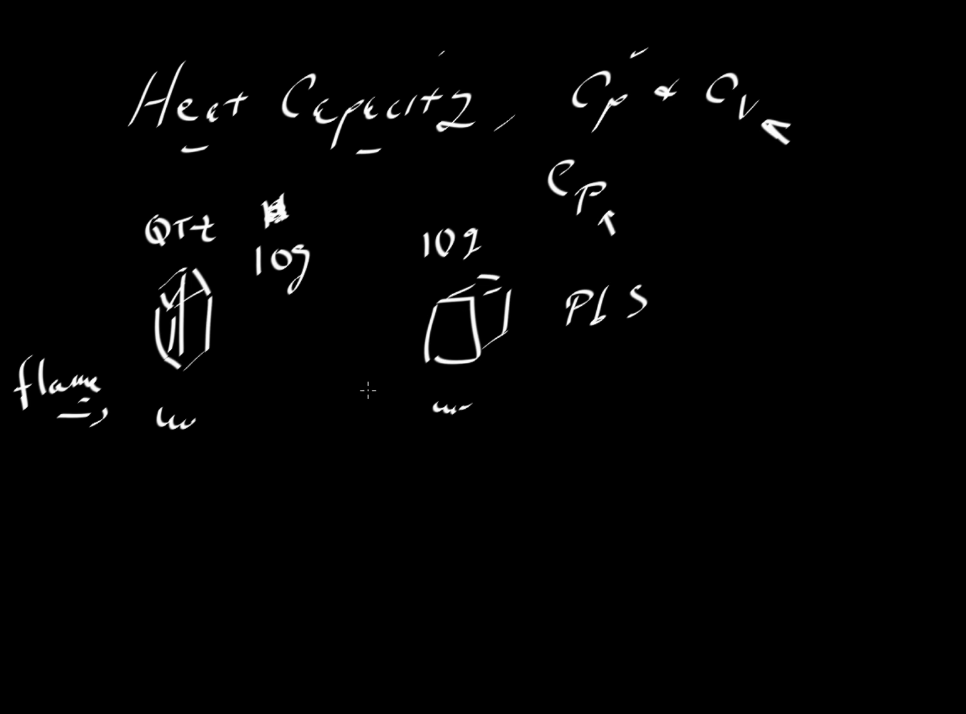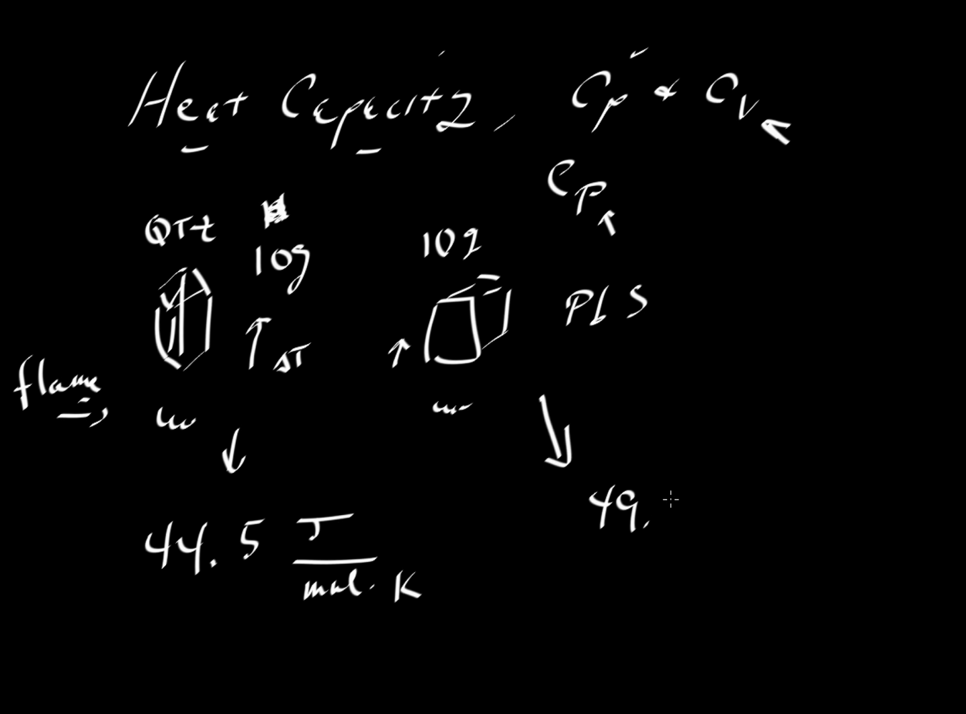And we set the flame so that it's putting out the same amount of power to both of these materials, the quartz and the galena. Well, if we let them sit for the same amount of time, they will not heat up the same amount. The quartz will actually see a greater temperature increase than will the galena. And the reason why is that quartz has a lower heat capacity. So if we look at the heat capacity for quartz, it's about 44.5 joules per mole Kelvin, and then for galena, it's about 49.5 joules per mole Kelvin.